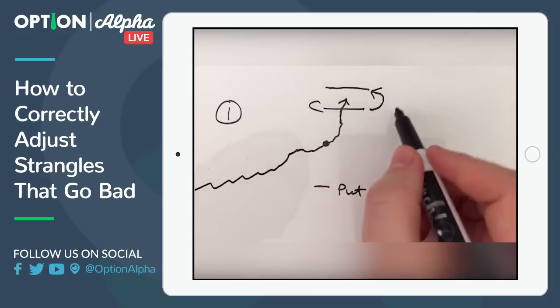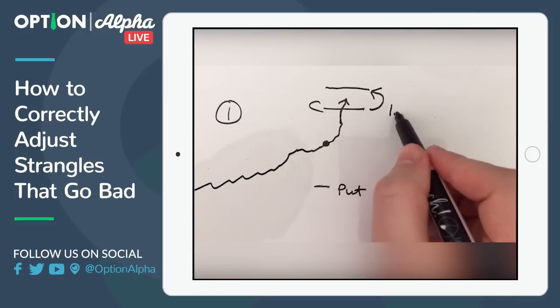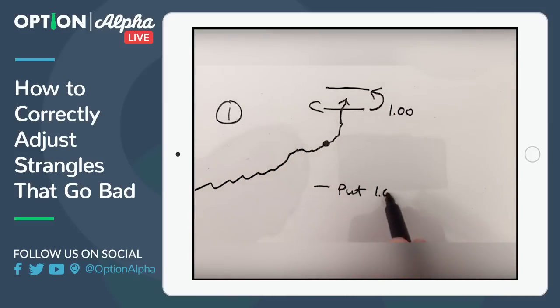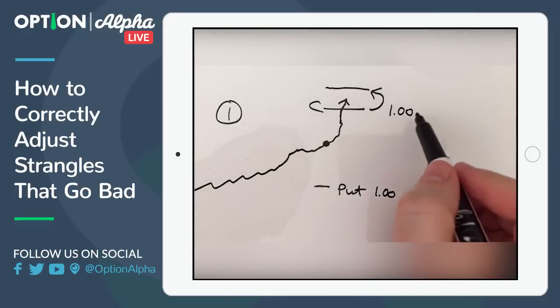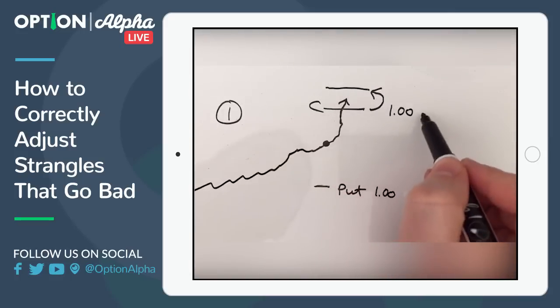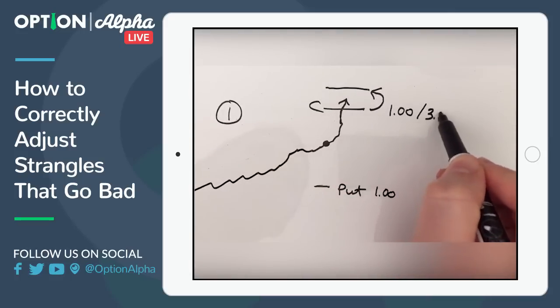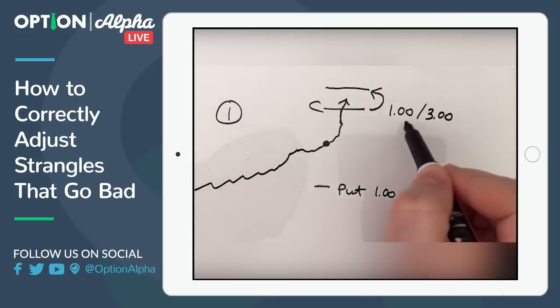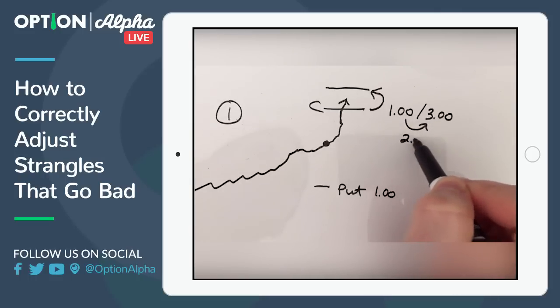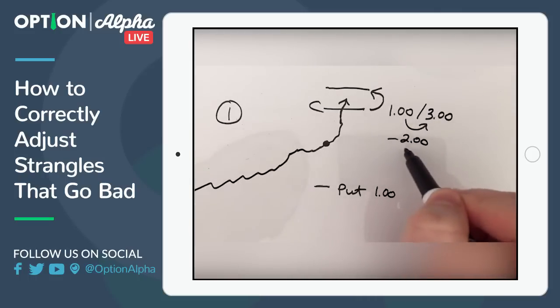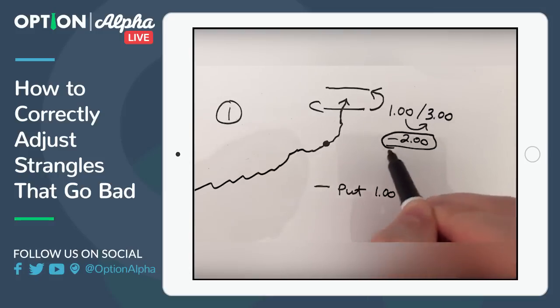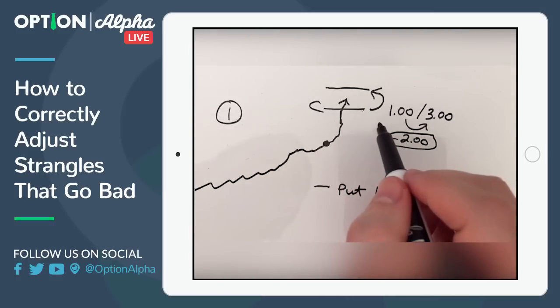The problem is, let's say that you enter this original call for $1, and you enter the original put for $1, so $2 overall. Well, now that this call is being challenged, it might actually be worth like $3. So now you are 100% taking that $2 loss against your position, because you're closing this out and trying to reestablish it higher.